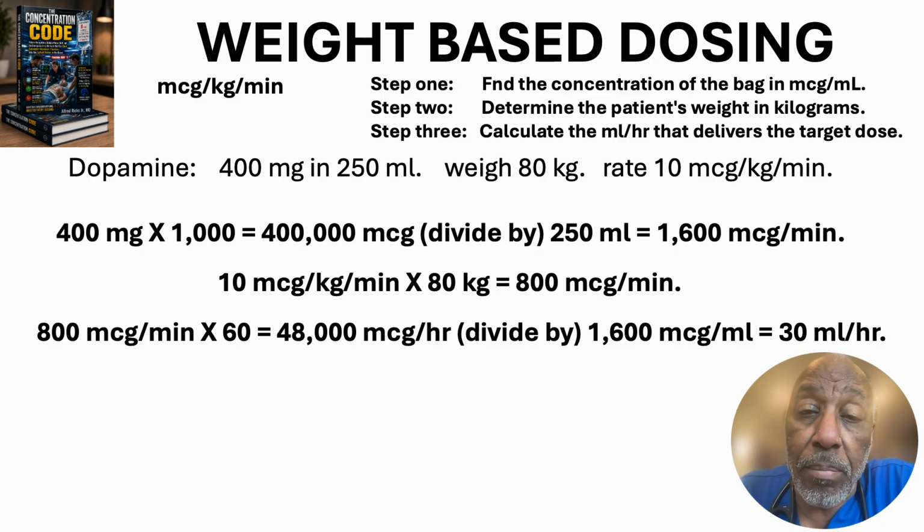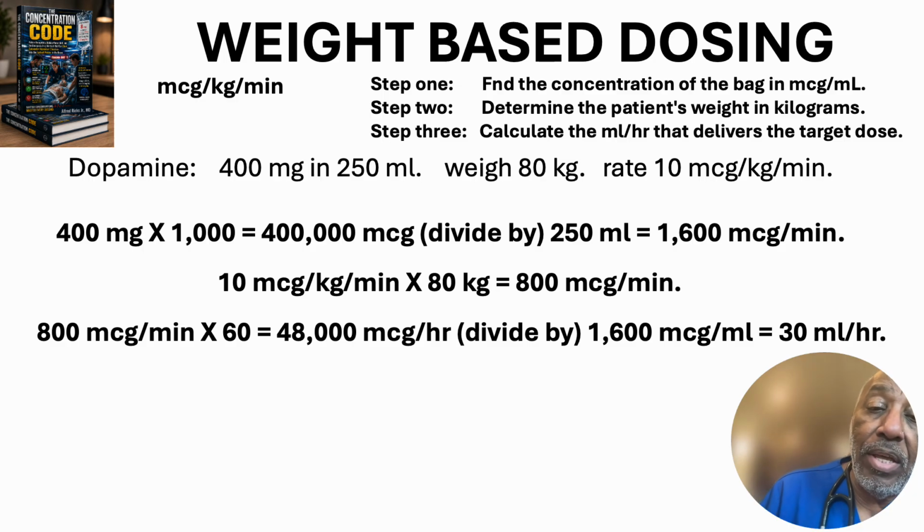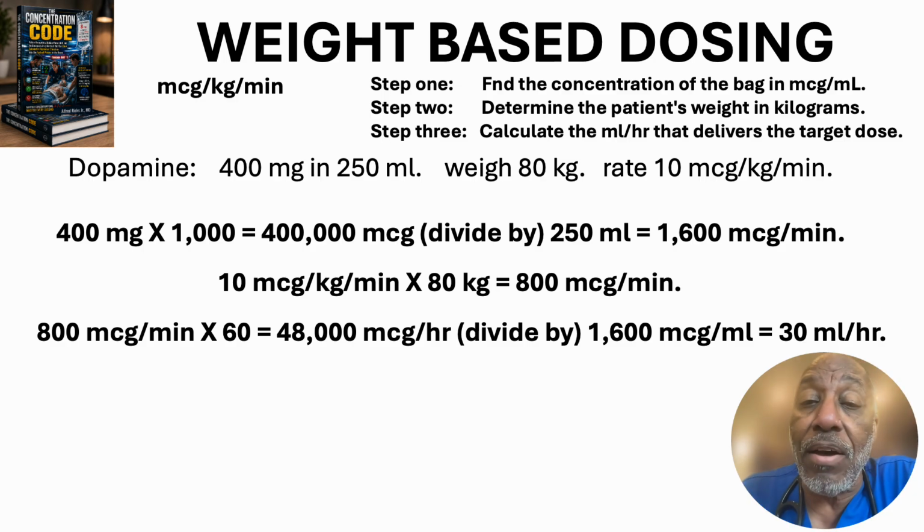Step 3, convert micrograms per minute to milliliters per hour. You need 800 micrograms every minute. There are 60 minutes in an hour, so you need 800 times 60, which is equal to 48,000 micrograms per hour. Divide by the concentration, remember, of 1,600 micrograms per milliliter. That gives you 30 milliliters per hour. Set the pump to 30 milliliters an hour.